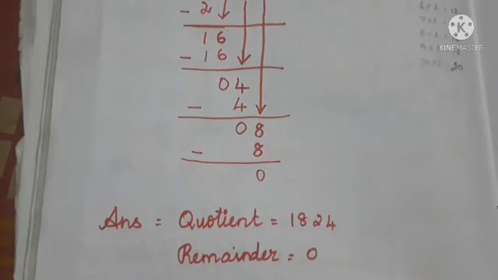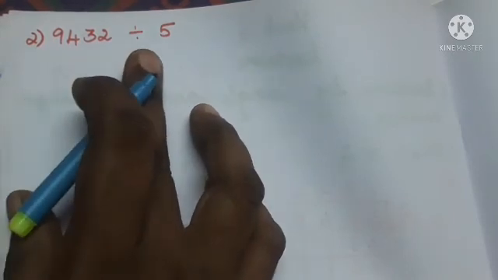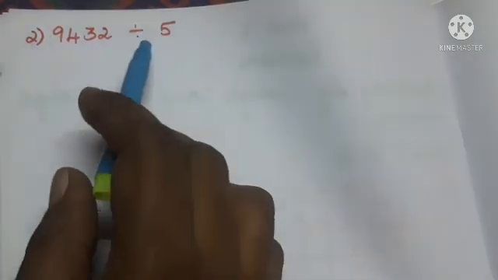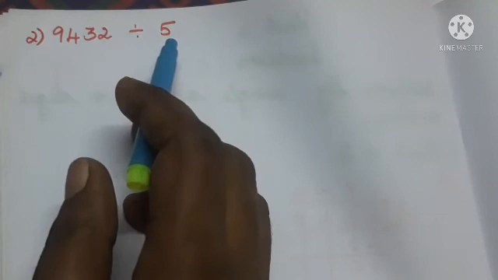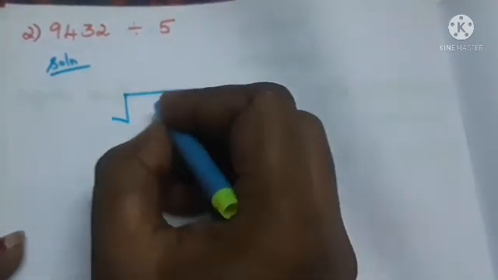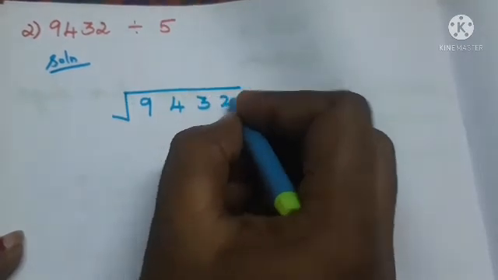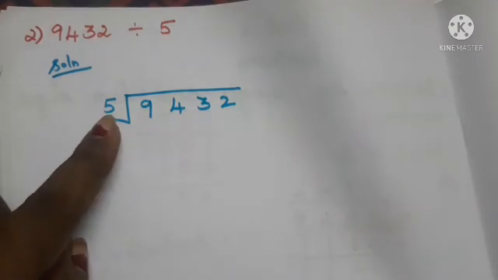Okay, next we can see the next problem. Second problem, here we have a 4-digit value, 9432 divided by 5. We are going to divide a 4-digit value by a single digit number. First we can draw this structure and write the dividend inside, and the divisor 5 we write at the left side.